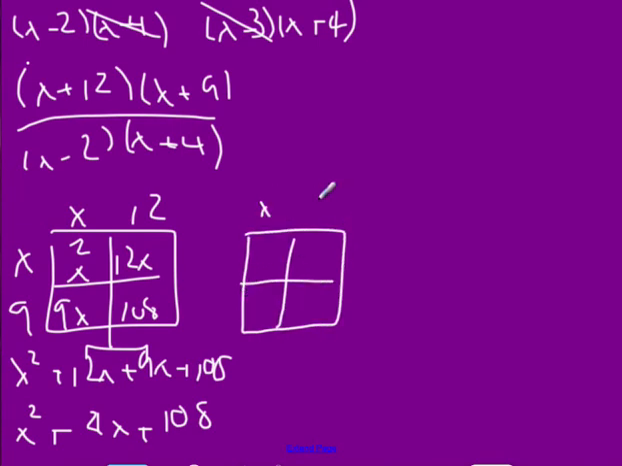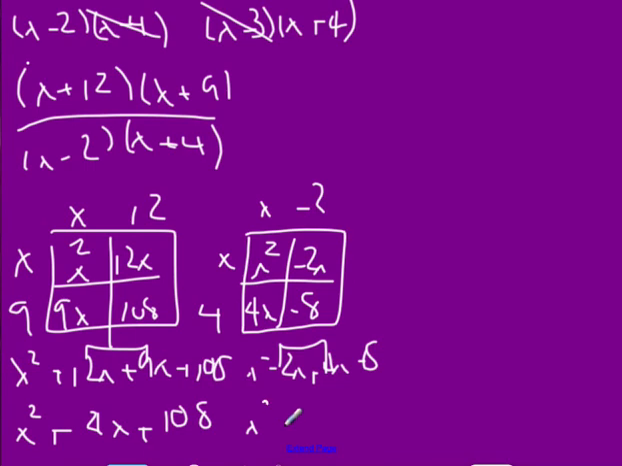Let's go ahead and multiply out the bottom. So we're multiplying x minus 2 and x plus 4. X times x is x squared. Negative 2 times x is negative 2x. 4 times x is 4x. 4 times negative 2 is negative 8. So I get x squared minus 2x plus 4x minus 8. So add these middle two terms together and you get x squared plus 2x minus 8.